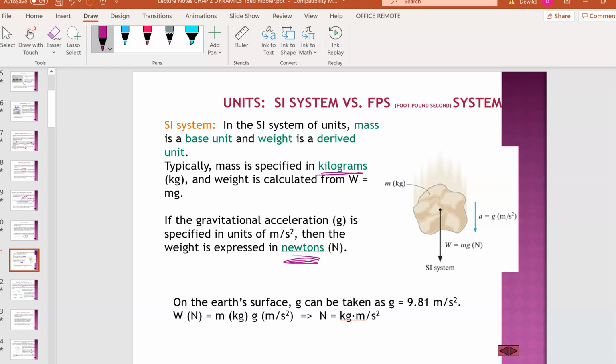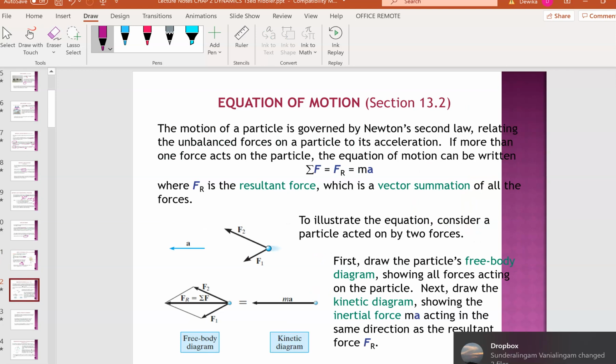Okay. So your weight is a form of force, because weight is equal to mg, mass times gravitational acceleration. So it is actually a force. Okay. Let's move on. Equation of motion.